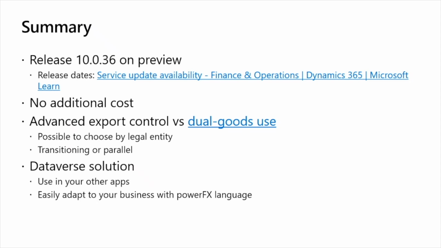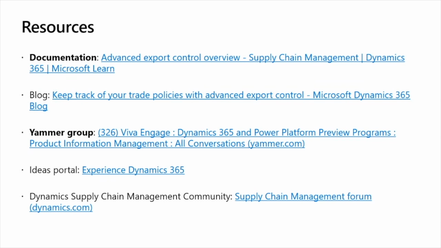If you want to get started, what you can leverage as resources is, of course, this presentation, which will be available on the TechTalk page, and the documentation is already available for you. So you can get into more details on what the specific terms mean and how to do some of the custom rules. If your partner wants to share it with your customers in a quick note, you can use the blog, which is more high level on what the functionality is. We have created a new Yammer group for product information management, where you can ask questions on export control as well.